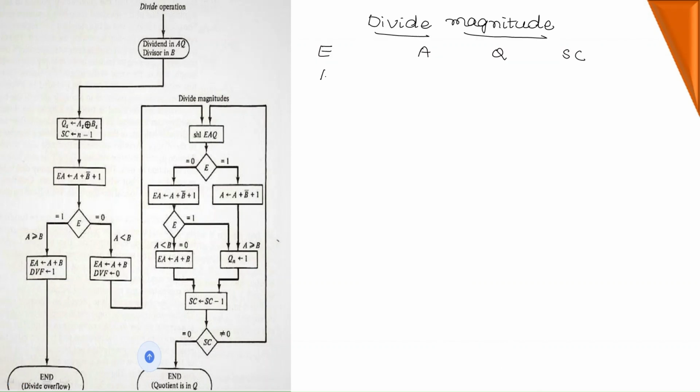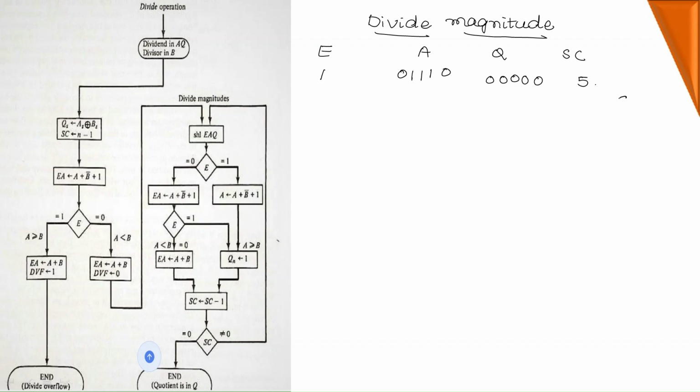Value of E is 1, A is 01110, and Q is 00000, and sequence counter is initialized to 5. Now we perform according to the flow chart.